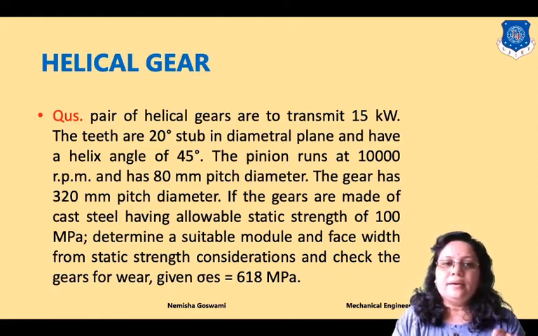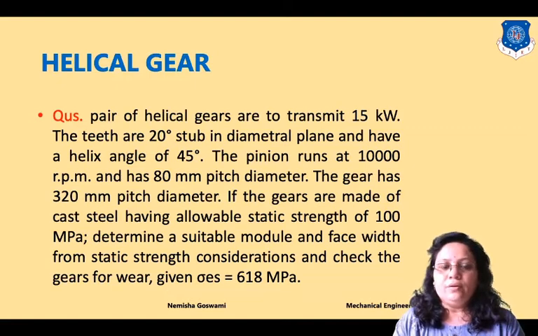If the gears are made of cast steel, it means both pinion and gear are made of the same material, cast steel. Because here no other material is given for the pinion and for the gear. It is clearly indicating that the pinion and gear are both made of cast steel, right? Having an allowable static strength of 100 megapascal. So what is the allowable strength? This is equal to 100 megapascal.